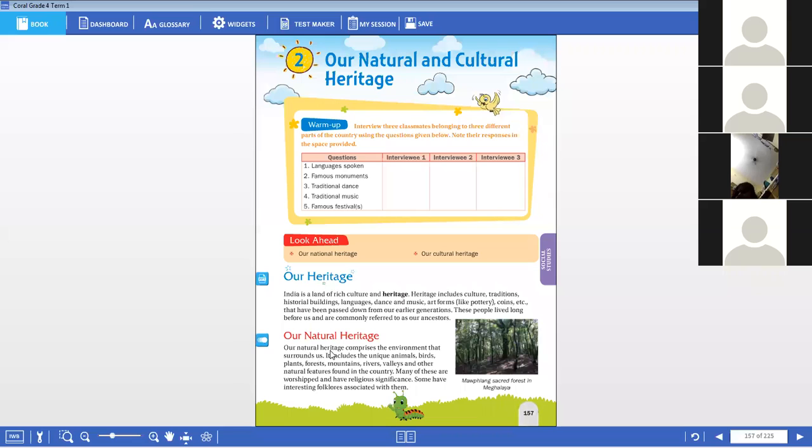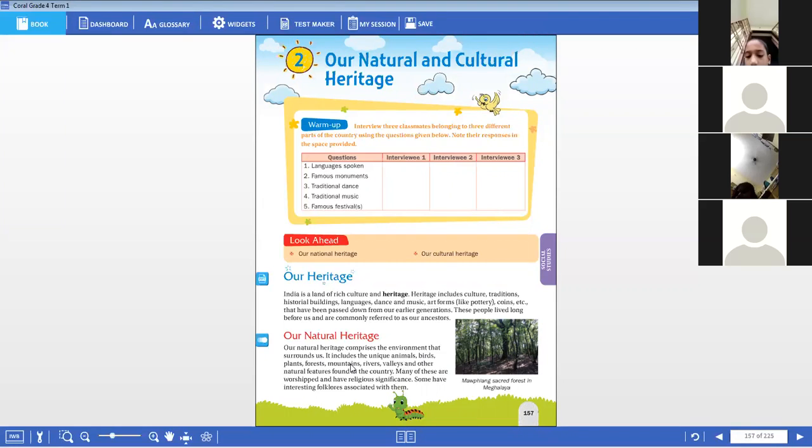See, our national heritage comprises the environment that surrounds it. It includes unique animals, birds, plants, forests, mountains, rivers, valleys, and other natural features found in the country. Our national heritage includes the unique, unique is nothing but special or specific, children. We have told in the animation part, special kinds of animals, birds, plants, forests, mountains, children.